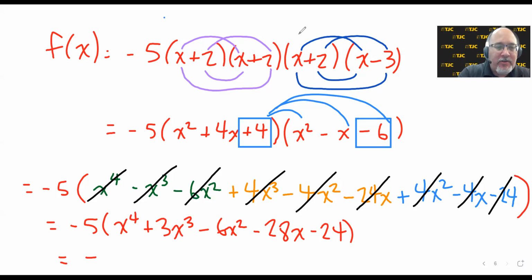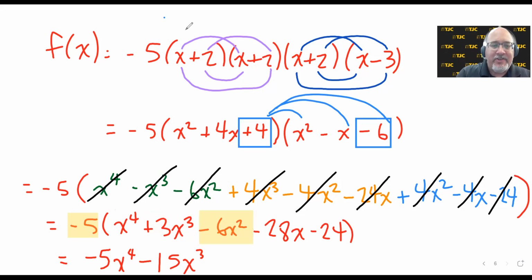Negative 5 times x to the fourth is negative 5x to the fourth. I'm going to move a highlight around so you can see which term I'm on. So we're doing negative 5 times a term over here. All right, we just did that one. Negative 5 times positive 3x cubed. Negative times positive is negative. 5 times 3 is 15. And then we have x cubed. I think I said x squared. Moving to the next term.